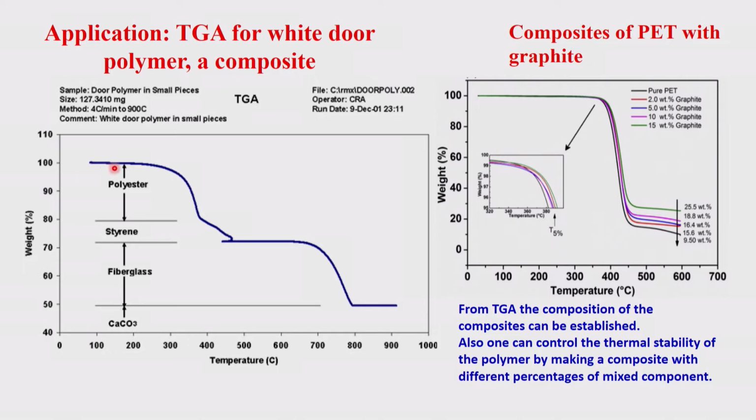So, what is happening here is, up to 400, there is a loss starting from 250 up to about 350, 400. There is a first loss, and that is because you have polyester present in that, because of the polymer mix that they use. So, one is polyester, styrene, fiberglass, all of these are polymers. So, all these polymers were made into a blend.